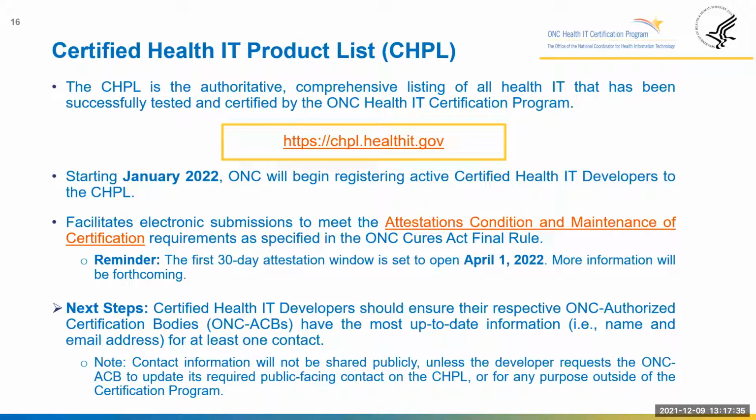As you might already be familiar, ONC's CHPL is the authoritative and comprehensive listing of all health IT that has been successfully tested and certified by the ONC Health IT Certification Program. It is a publicly available resource, accessible at chpl.healthit.gov, and no registration or sign up is required to search the CHPL or use most of the available features. However, we're creating a new developer role to give certified health IT developers, meaning only those developers participating in the certification program, logged in access to the CHPL. That'll provide additional functionality and also help streamline the processes for meeting certain program requirements.